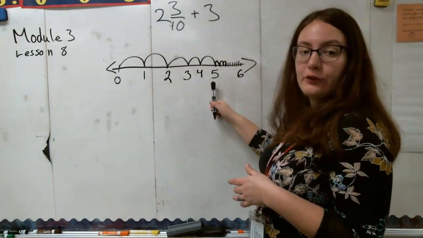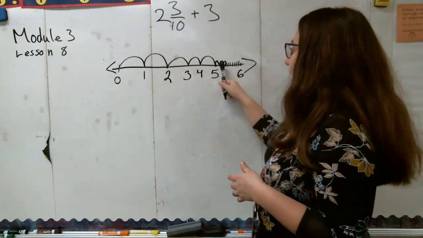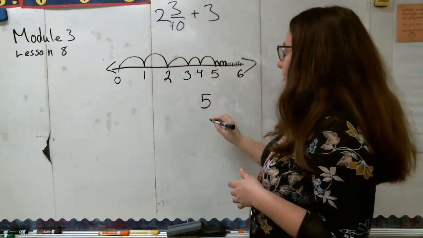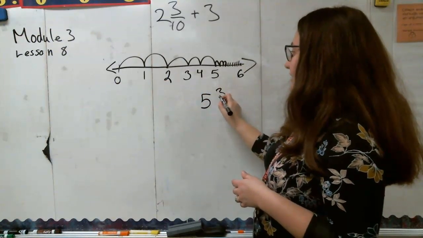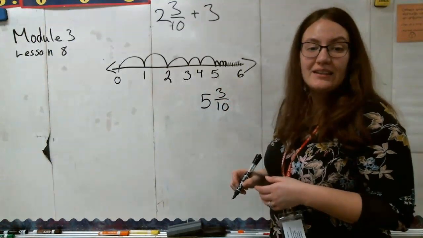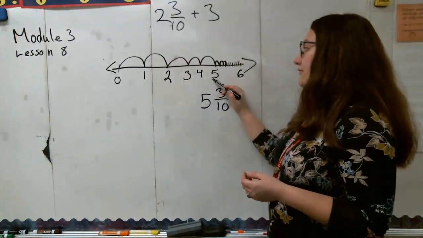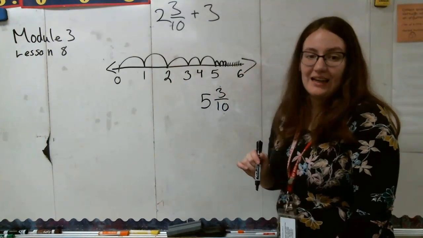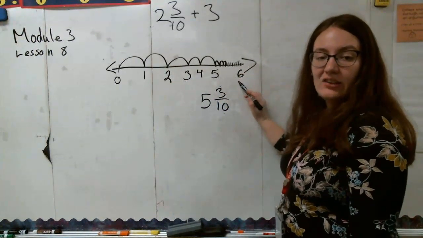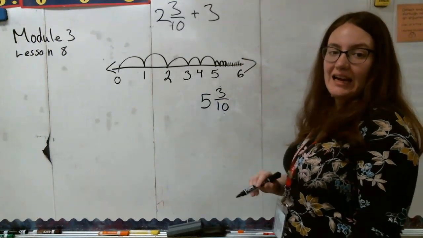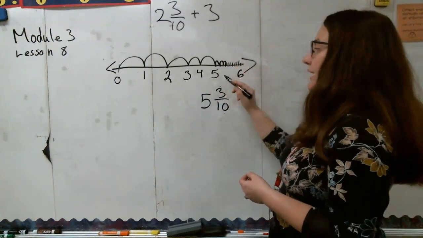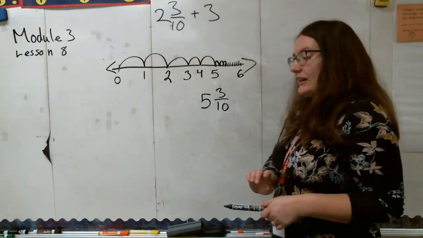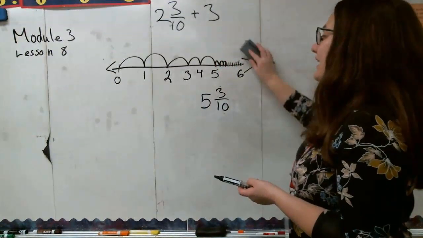So the whole number before wherever your hop stopped, unless it was all the way at the 6, is the whole number that is part of my answer, and then 3/10 is the fraction. So I got all the way to 5 with 3/10 more, so my answer is 5 and 3/10. It would not be 6 and 3/10 because I'm not past that 6. So whatever whole number you just passed, that is your whole number for your mixed number. All right, let's move on to our next problem.